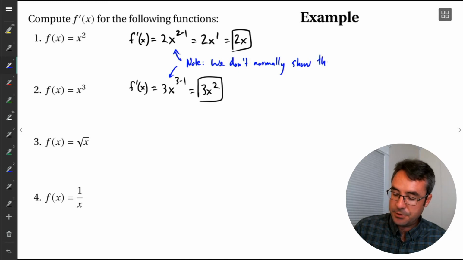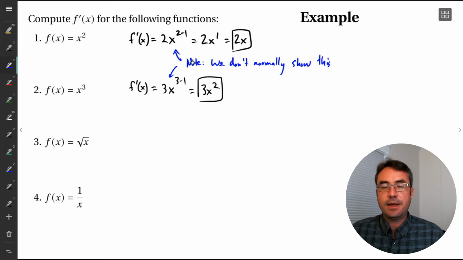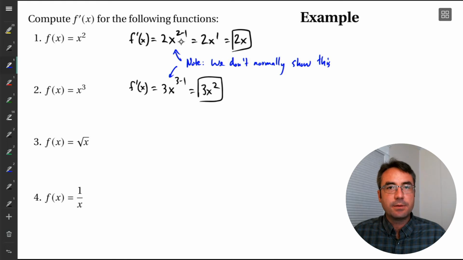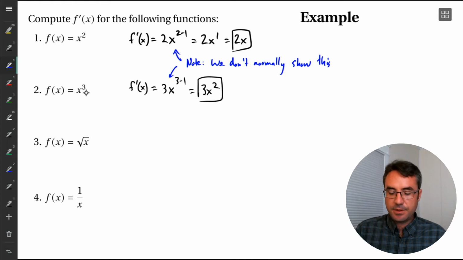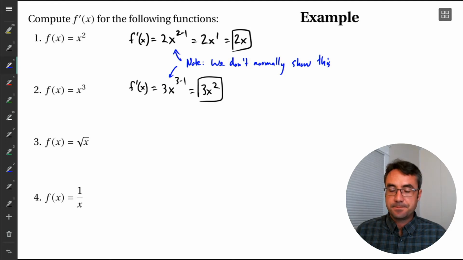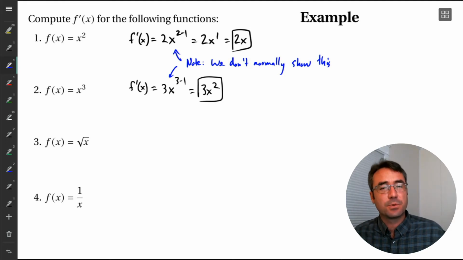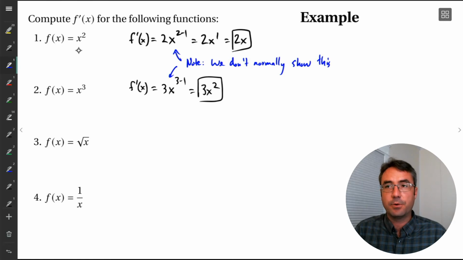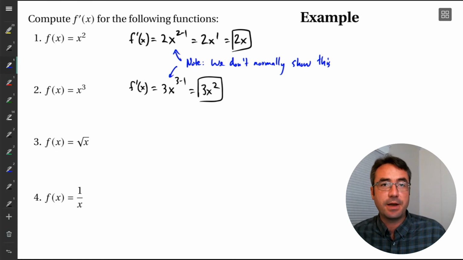Perfectly fine if you want to. And as you're just getting used to using the power rule, it's definitely fine to do this. But normally, for these type of things, once you get the hang of calculating derivatives like this, you'll probably just go right from this function to the derivative. So not too much work to show for these using the power rule. But if you want to show this step, perfectly fine if you want to.